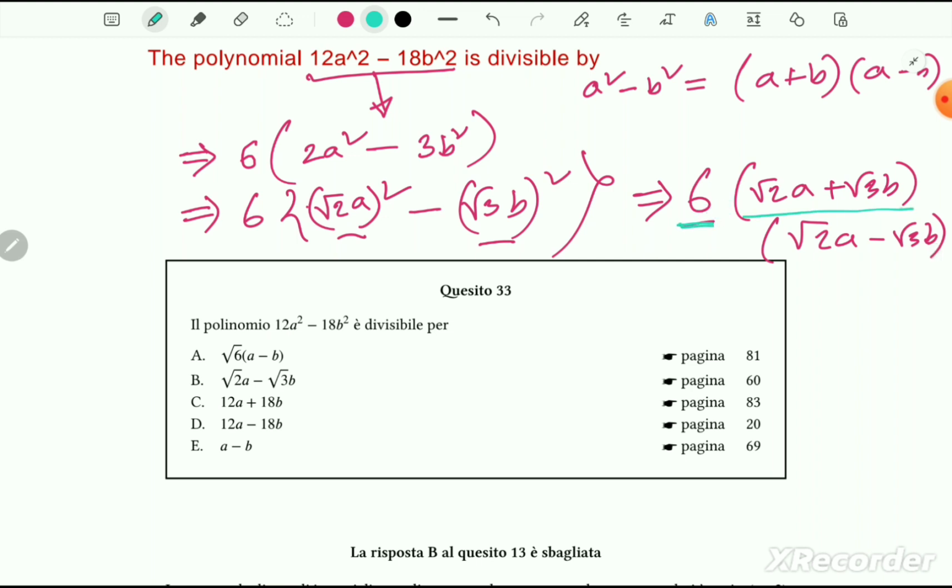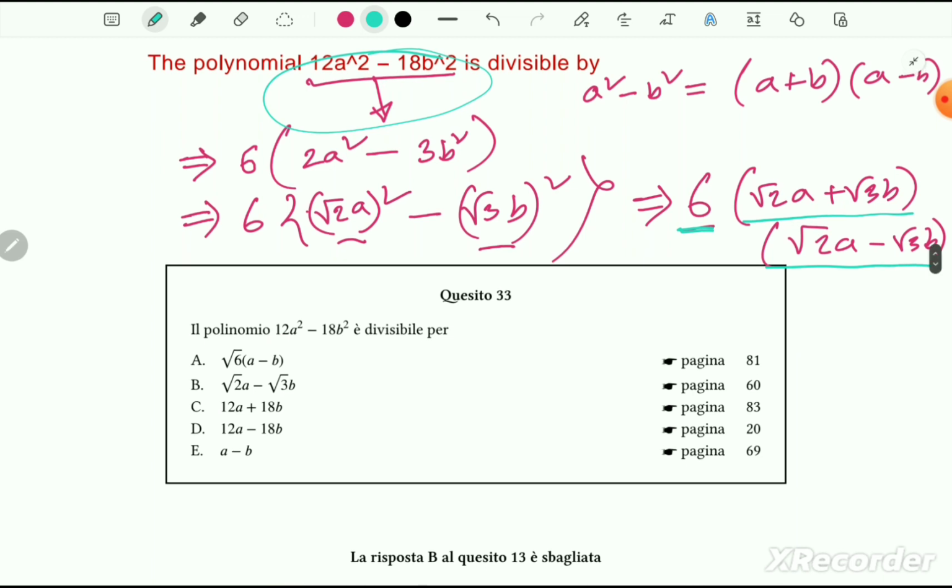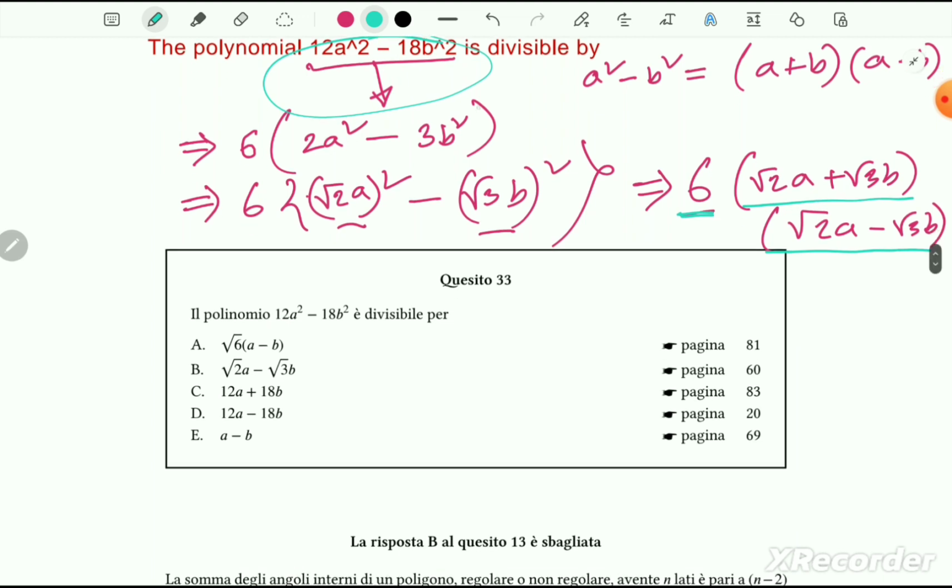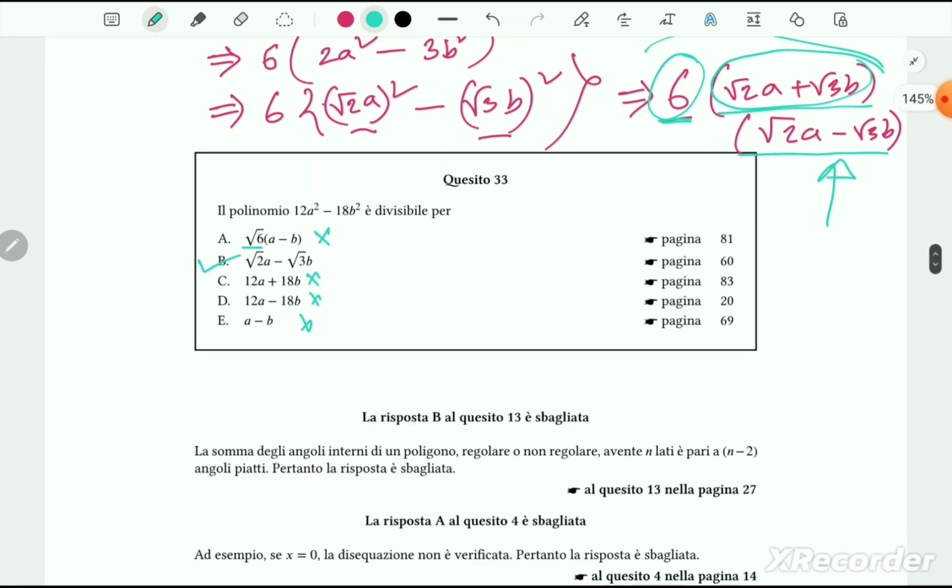These three factors, if we multiply, then we will get this value. So of course, if we divide this value by any of these factors, either 6, or root 2a plus root 3b, or root 2a minus root 3b, it's actually divisible. Therefore our answer would be root 2a minus root 3b. Yes, option B is our answer. This cannot be the answer. Let's move on to next question.